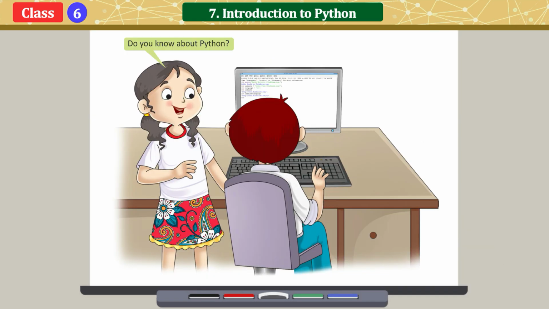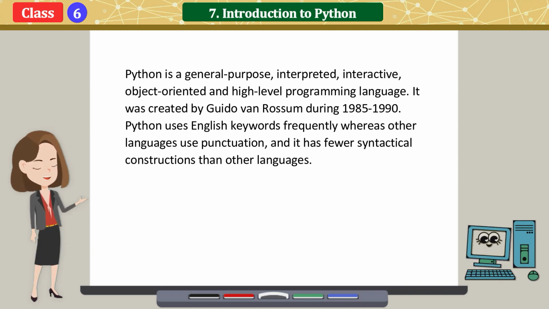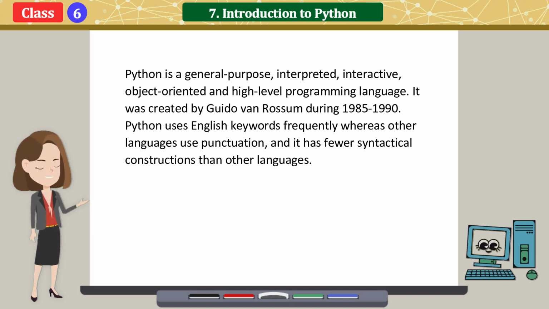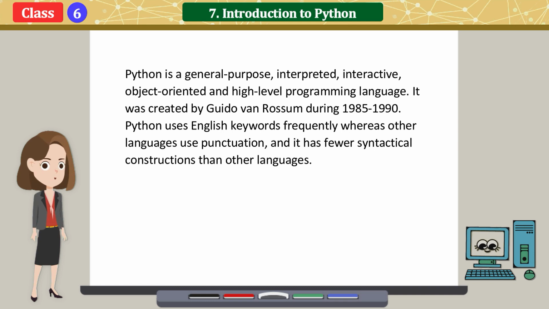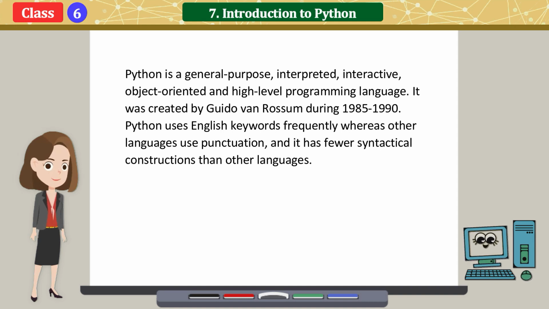Do you know about Python? Yes, it is a high-level programming language. Python is a general-purpose, interpreted, interactive, object-oriented and high-level programming language. It was created by Guido van Rossum during 1985 to 1990. Python uses English keywords frequently, whereas other languages use punctuation, and it has fewer syntactical constructions than other languages.